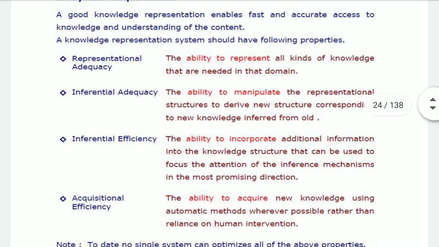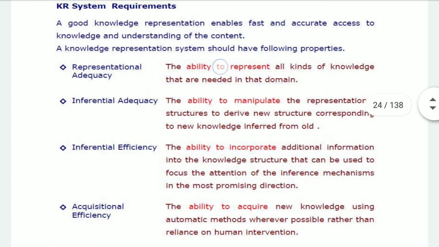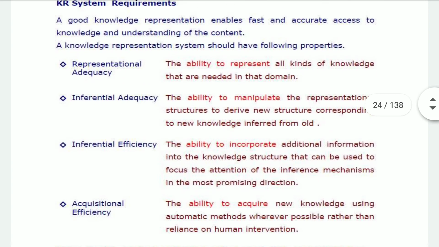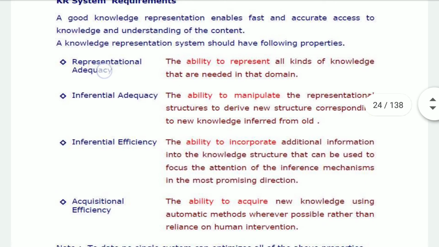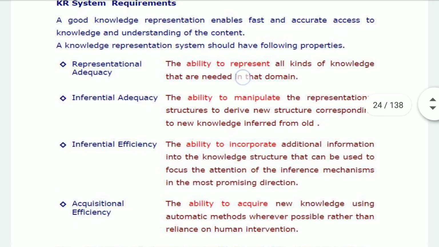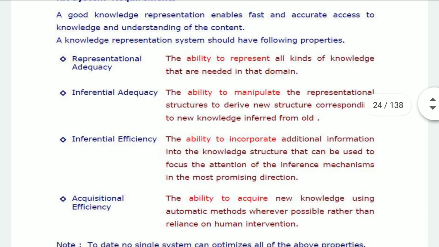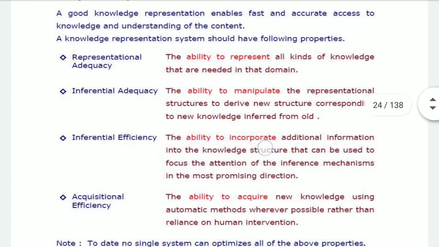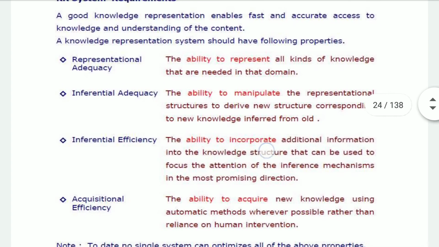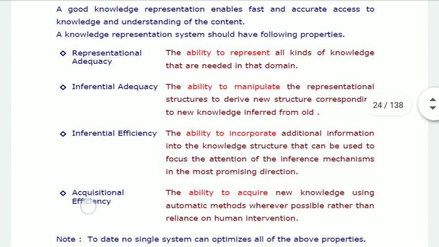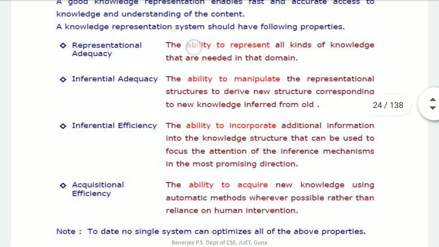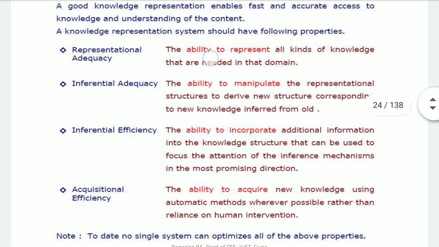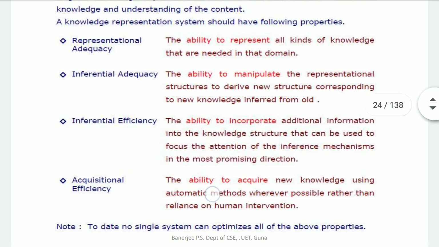What is representational adequacy? The ability to represent. What is inferential adequacy? Ability to manipulate, that is, whether things can be manipulated or not. Representational adequacy is the ability to represent, whether the things can be represented or not. In case of inferential efficiency, the ability to incorporate the things, whether this ability is there or not. Acquisitional efficiency is the ability to acquire. So you just need to remember these things, that means the red parts out here, and nothing more.